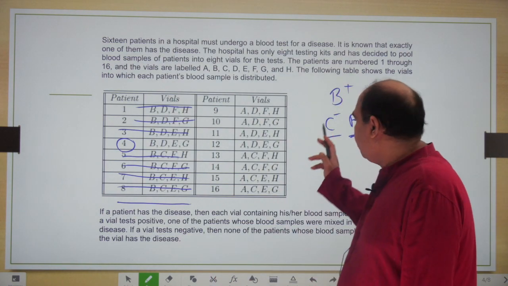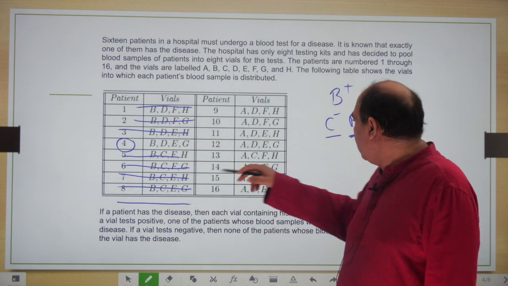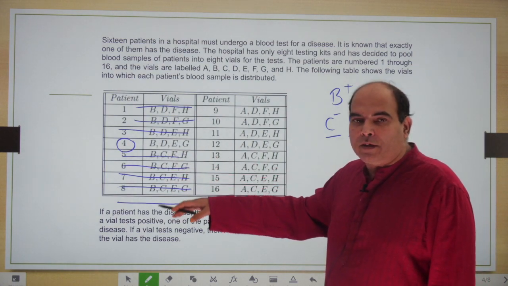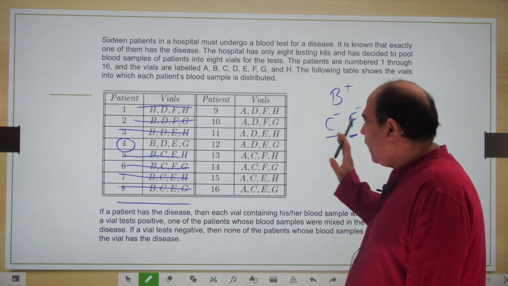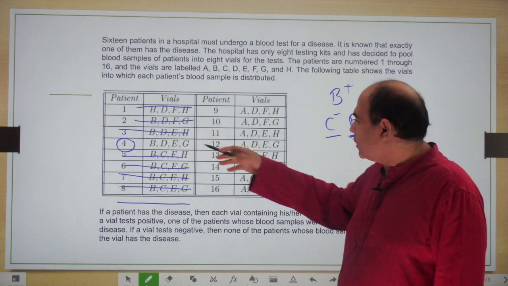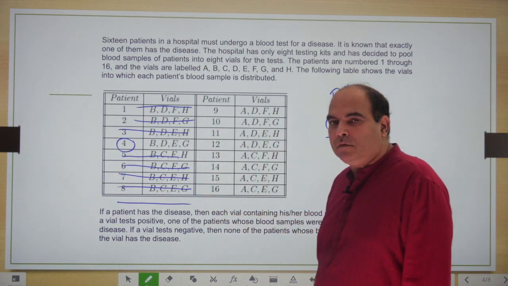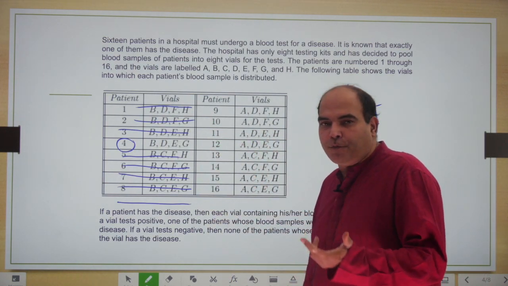I'll just repeat that. B positive, shortlist 1 to 8. C negative removes 5, 6, 7, 8 from the shortlist. F negative removes 1 and 2 from the shortlist. H negative removes 3 from the shortlist. So patient 4 you are able to identify.